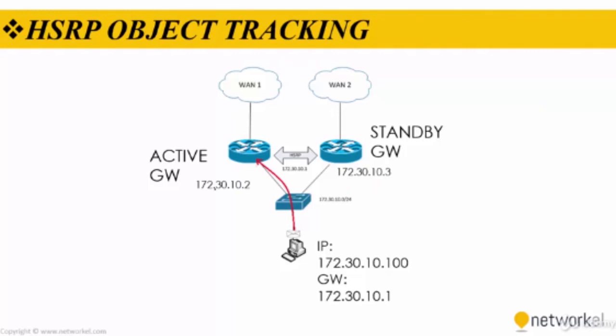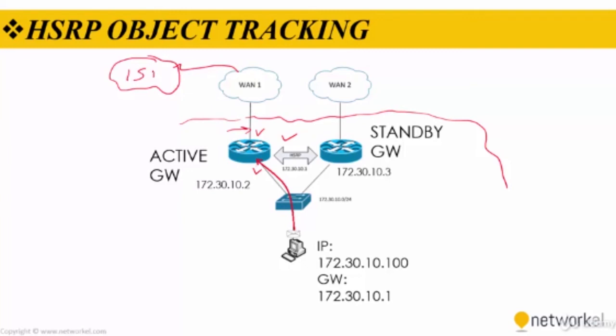So another thing that HSRP can do is object tracking. For example, let's say that I have no problem in this interface too, and everything is okay in my local area network. Here is my local area network. My router is working fine and there's no problem in this interface or this interface. Everything is okay, but there may be a problem on the ISP network.